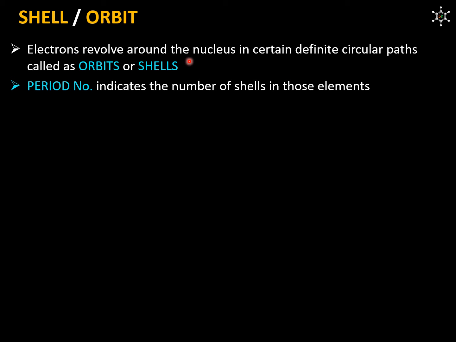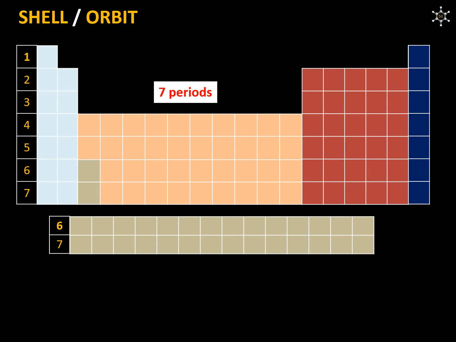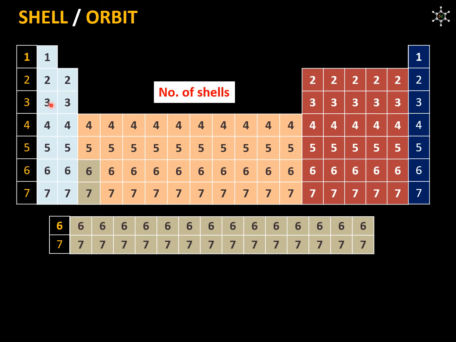Electrons revolve around the nucleus in certain definite circular paths called orbits or shells. Period number indicates the number of shells present in those elements. We know that in the periodic table there are 7 periods. Let us try to write the number of shells present with each element in the periodic table. This is how it looks. Observe the period number and the number of shells present in each element in that period. Both of them are the same.